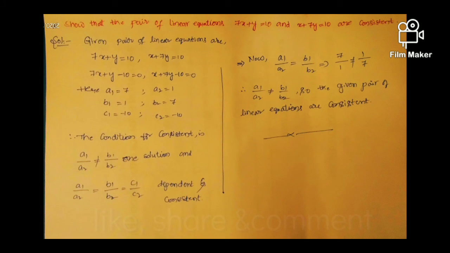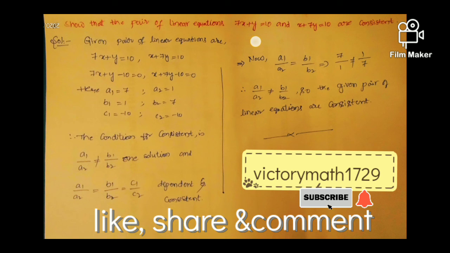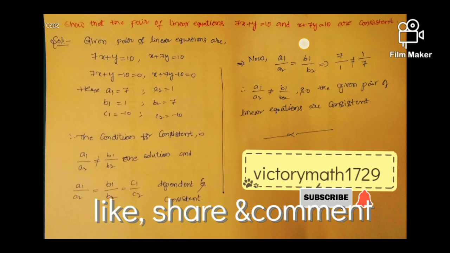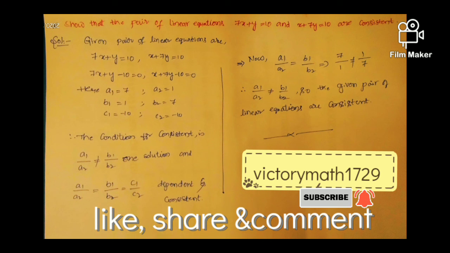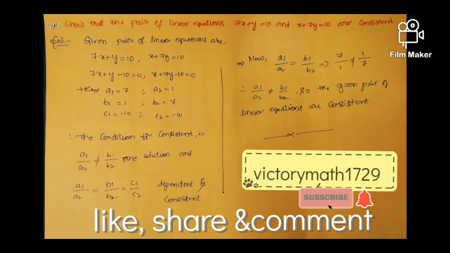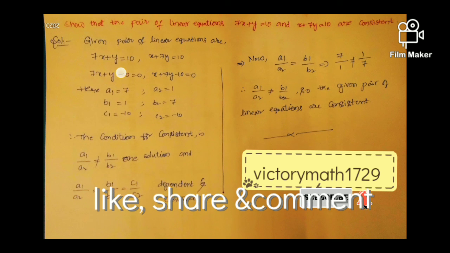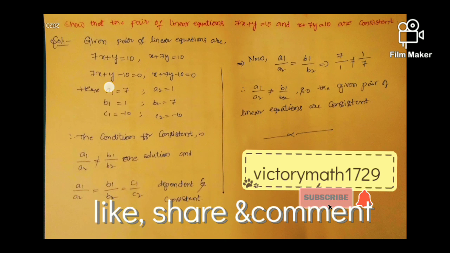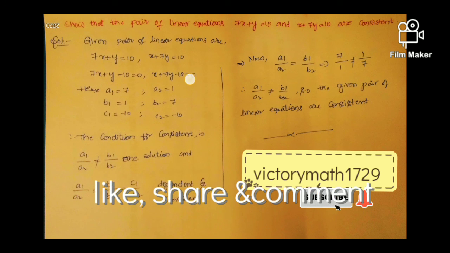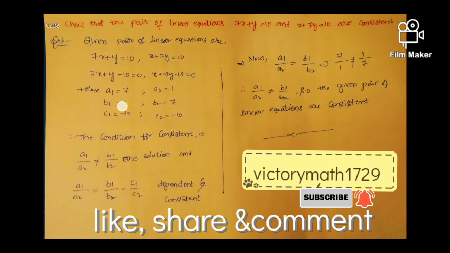The question is: show that the pair of linear equations 7x plus y equals 10, and x plus 7y equals 10 are consistent. This we have to show. So first write the given pair of linear equations: 7x plus y equals 10, x plus 7y equals 10. Now write the given equations in their standard form: 7x plus y minus 10 equals 0, x plus 7y minus 10 equals 0.